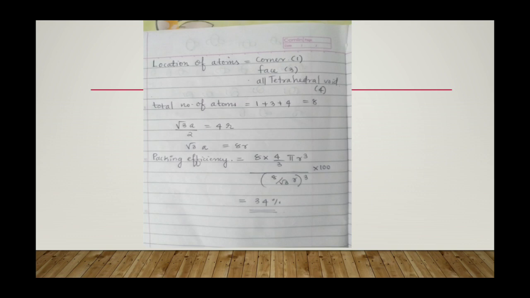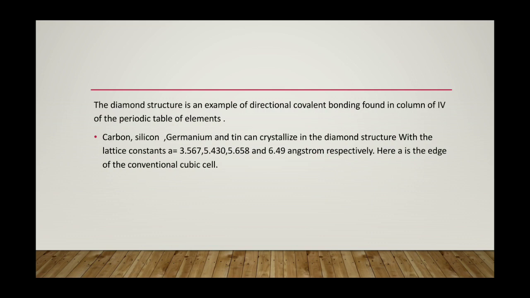The diamond structure is an example of directional covalent bonding found in column 4 of the periodic table of elements. Carbon, silicon, germanium and tin can crystallize in the diamond structure with the lattice constants a equal to 3.567, 5.430, 5.658 and 6.49 angstrom respectively. Here a is the edge of the conventional cubic cell.